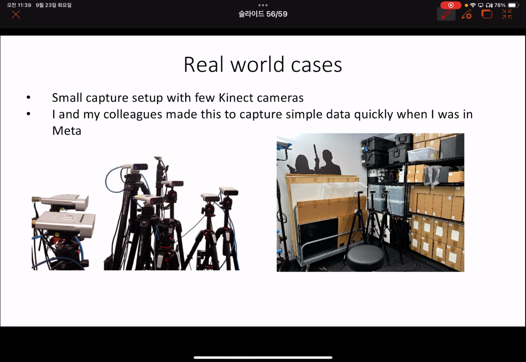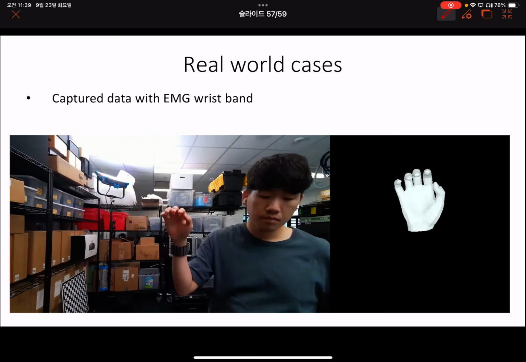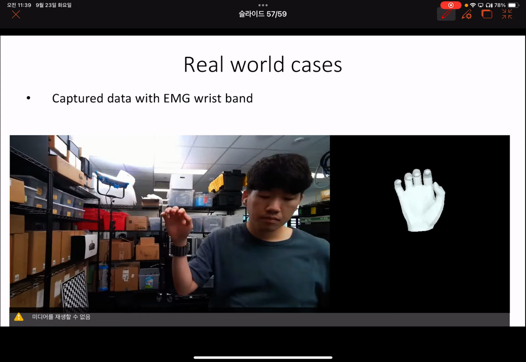Let me show some real-world cases. When I was at Meta, I made this kind of small casual capture setup. This is a Microsoft Kinect. The camera is Kinect. There are maybe 5 to 6 cameras. This is 3 cameras. I hold the checkerboard and rotate myself in front of the cameras to calibrate them.